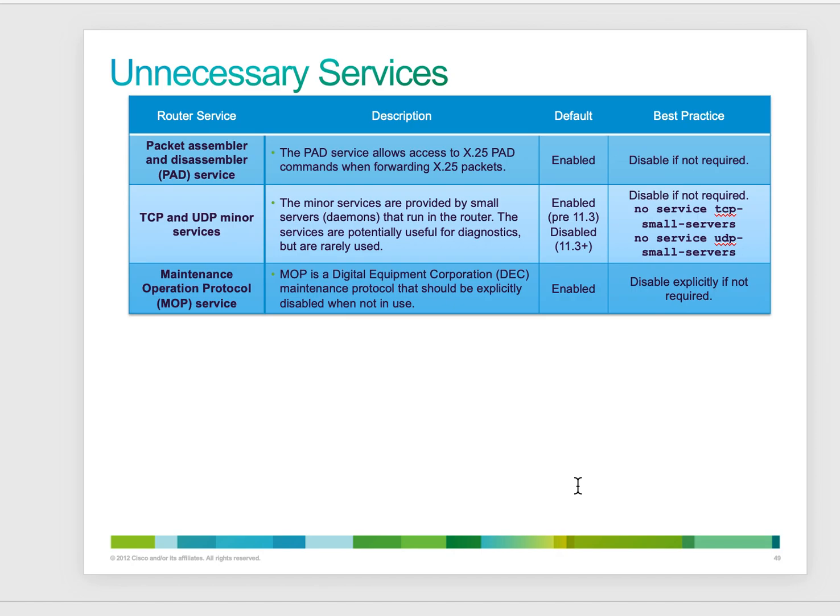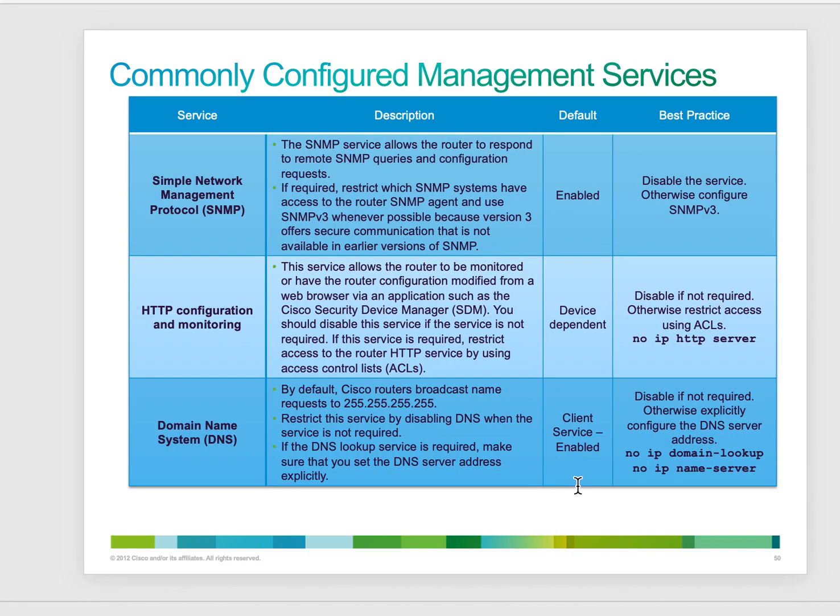Then, the packet assembler and disassembler, you have to enable. TCP and UDP minor services, you have to enable. And the Maintenance Operation Protocol, you have to enable. Then the Simple Network Management Protocol, SNMP, you have to enable because of what they do.